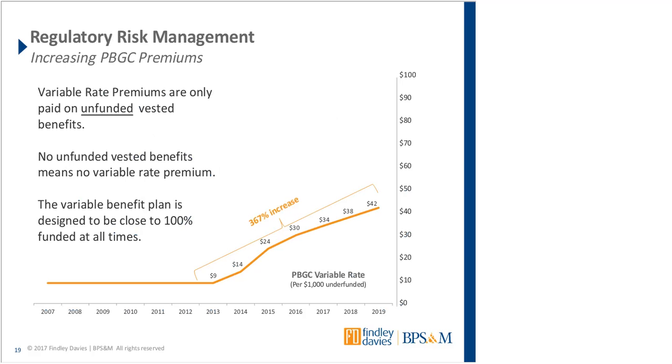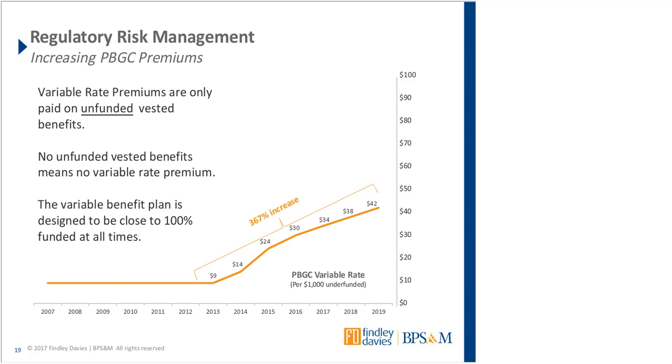As you can see from the chart here, and is pretty well advertised in many different studies, through 3 different congressional actions this decade, the variable rate premium portion of the PBGC premium has increased from $9 per $1,000 of underfunding, and it's projected to grow to $42 per $1,000 of underfunding by 2019. So a 367% increase in that variable rate premium.